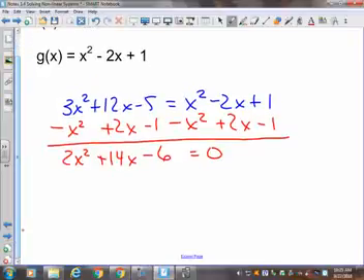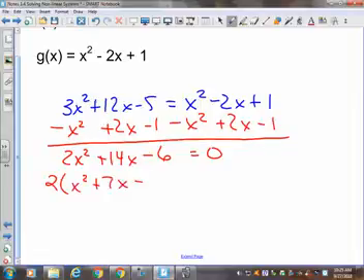Step 1 on factoring. Is it in order? GCF? Yes. I have a GCF. I need to take a 2 out. It'll make my life easier.